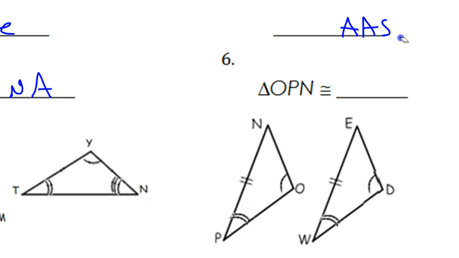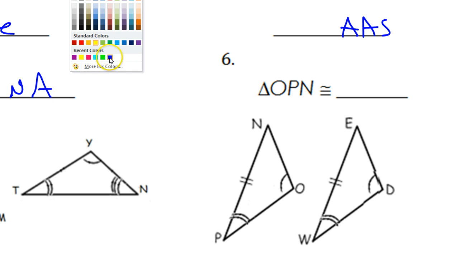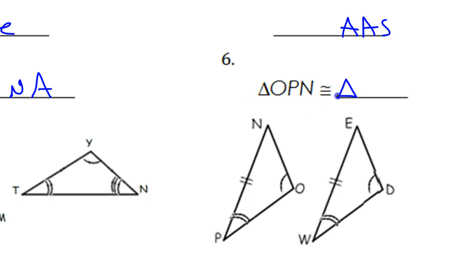And the congruency statement will be triangle OPN is congruent to triangle, let's see, O is congruent to D, P is congruent to W, and that leaves N to be congruent to E.